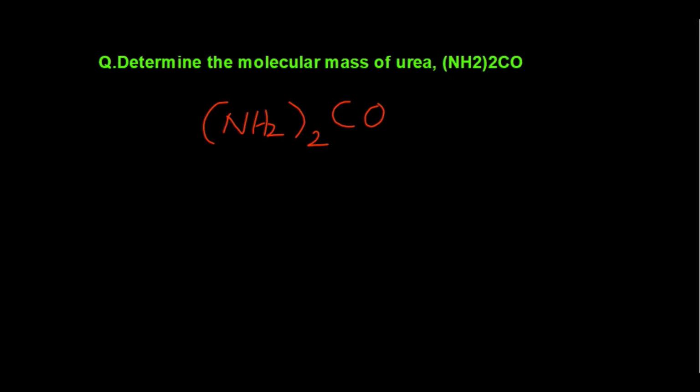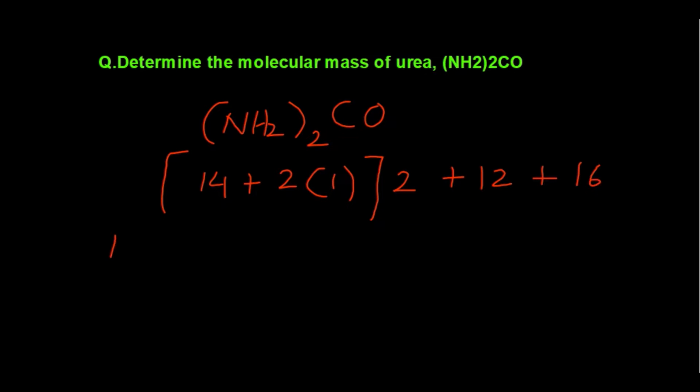We know the atomic mass of nitrogen is 14 atomic mass unit plus the atomic mass of hydrogen is 1 atomic mass unit. How many hydrogen atoms we have? We have 2 hydrogen atoms, so we multiply 2 with 1. And here we will write 2. It is multiplied with 2. Plus atomic mass of carbon is 12 atomic mass unit plus atomic mass of oxygen is 16 atomic mass unit.